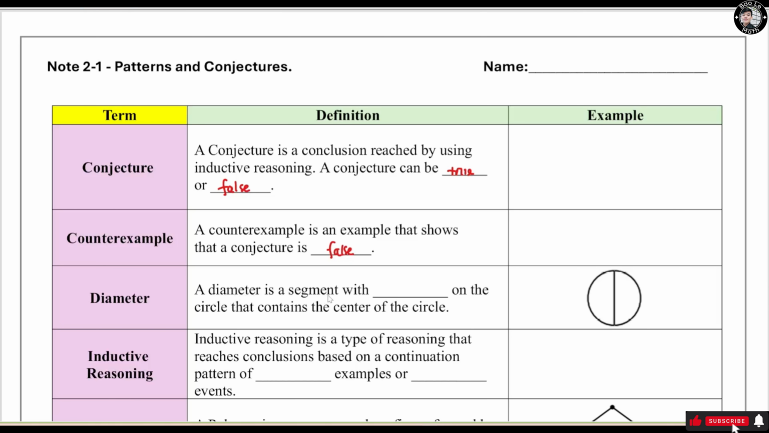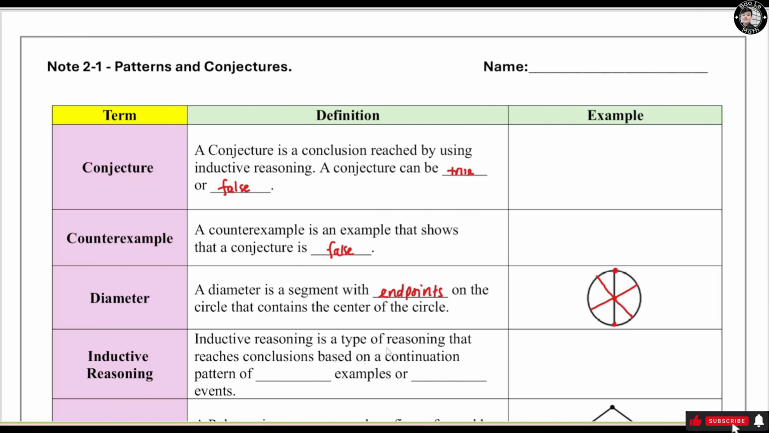A diameter is a segment with endpoints on the circle that contains the center of the circle. Alright, so here's the diameter and the center of the circle is right here. We have infinitely many diameters, right? You can draw diameters right here, as long as it passes the center of the circle.